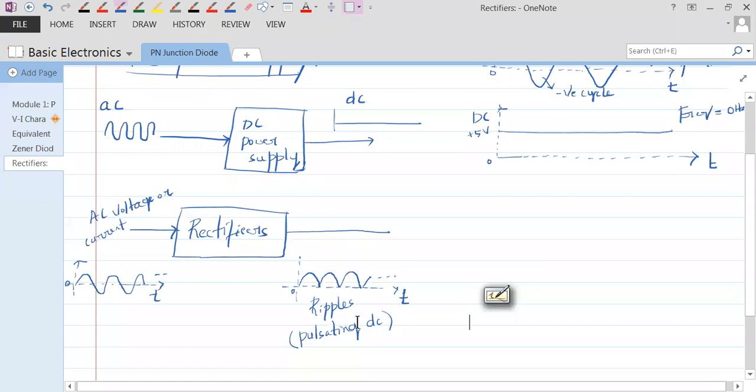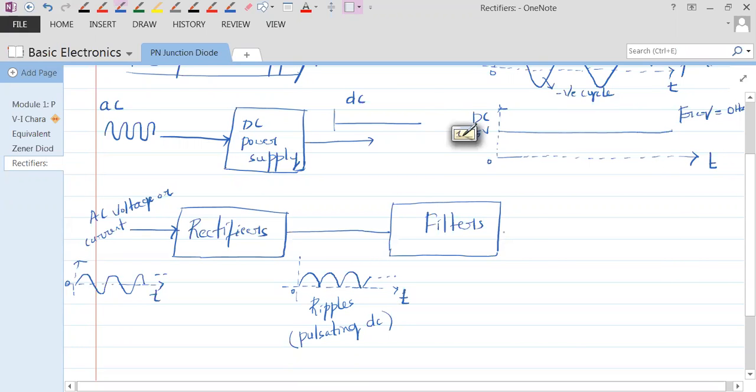But what do we need? We need a pure DC like this. So to remove these pulses, we use filters here. Everybody should understand, we use filters. So what do filters do? Filters will filter something that is unwanted. What is unwanted here? Can anybody tell me? The ripples are unwanted. So to remove the ripples, we use the filters here.